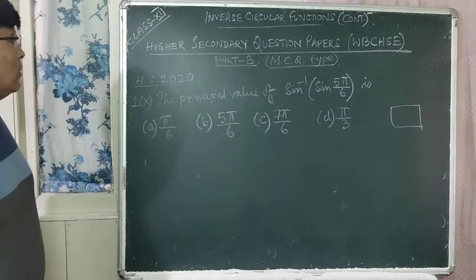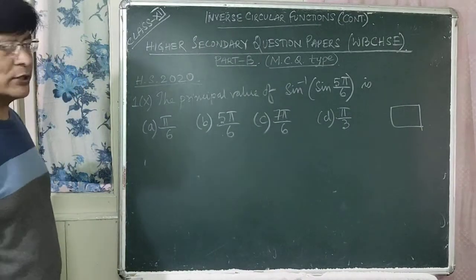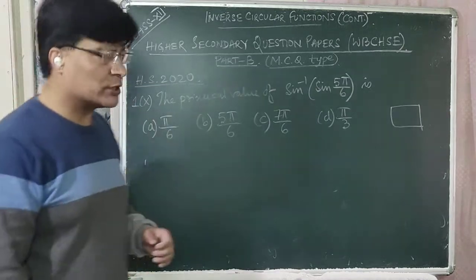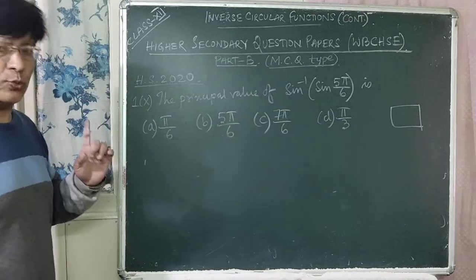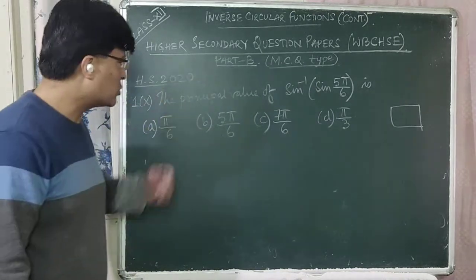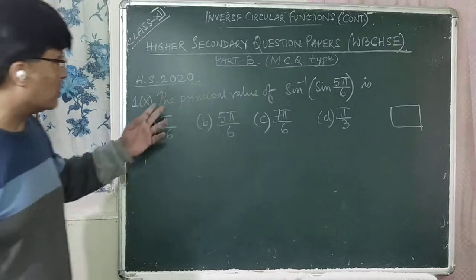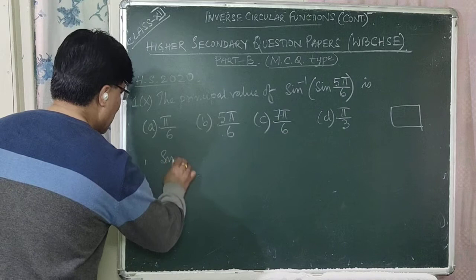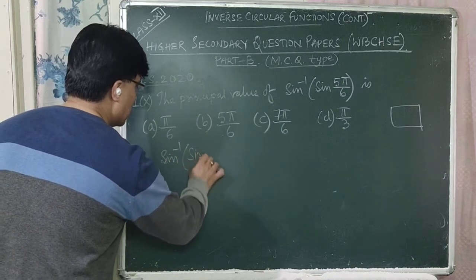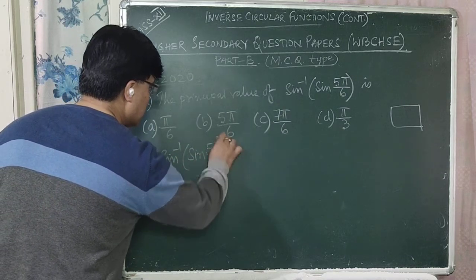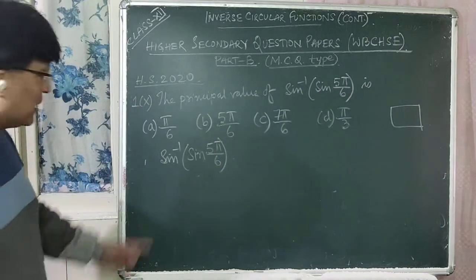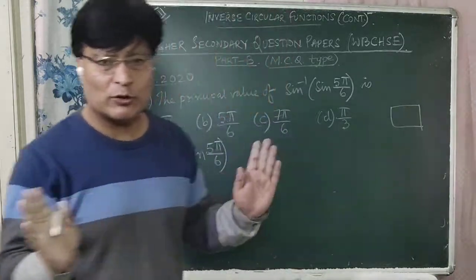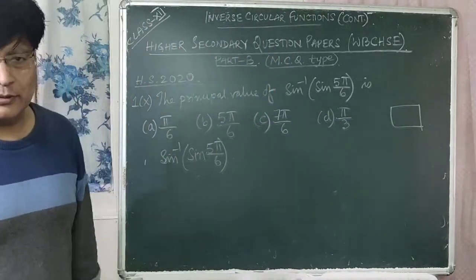Now we will do a question from HS 2020, this year. This is from Part B again, multiple choice question type. This question also carries 1 mark, right? This is also about principal value. You have to find out the principal value of sine inverse sine of 5 pi by 6. If you directly write 5 pi by 6, it may be correct, it may be wrong, we don't know.